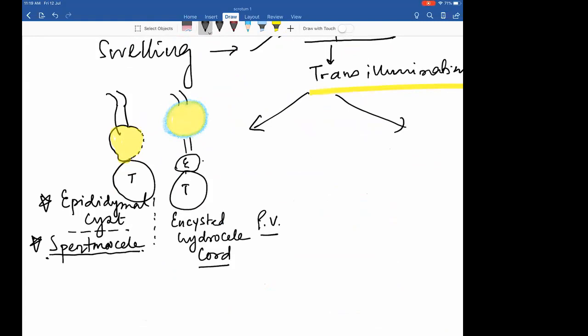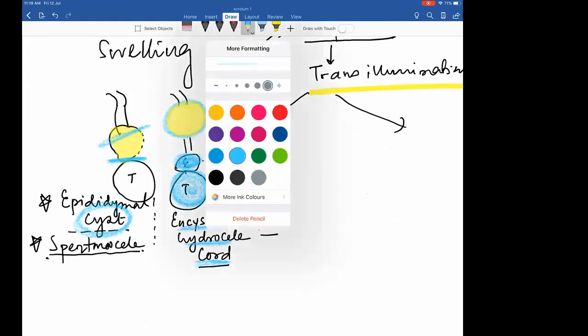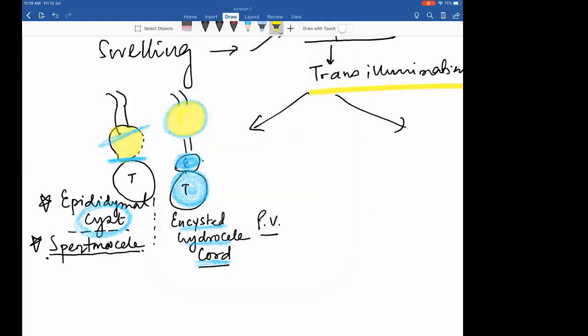But what you are required to know as an examinee is that in an epididymal cyst, you cannot distinguish between the epididymis and the cyst. Whereas in a case of encysted hydrocele of the cord, you can differentiate between the epididymis below, testes below this epididymis, and then you can also have the brilliantly seen encysted hydrocele.